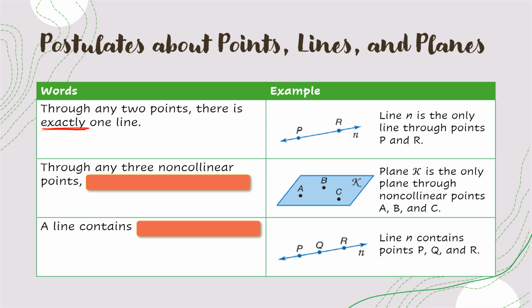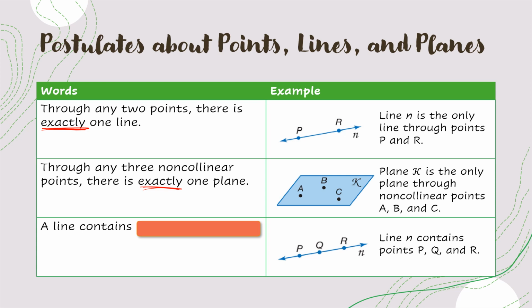Okay, next one. Through any 3 non-collinear points, there is exactly, there's that word again, one plane. We could again name that plane differently, but it's just going to be the same plane. Our example shows our plane K or plane ABC or CBA, whatever we want to call that plane over there. Excuse me, it is the only plane through the non-collinear points A, B, and C.